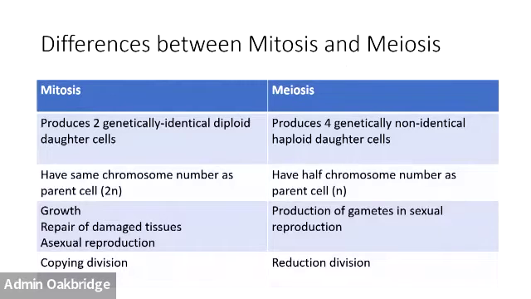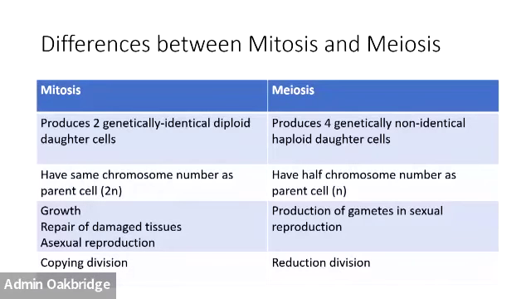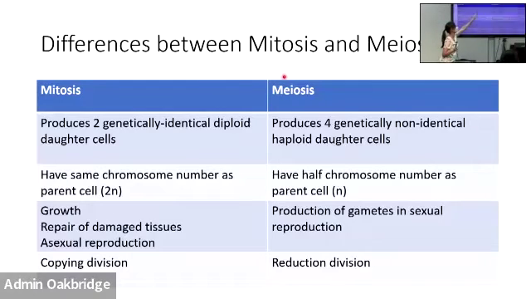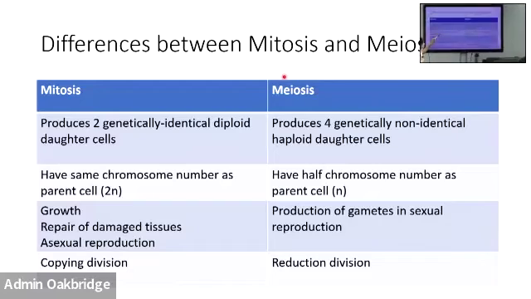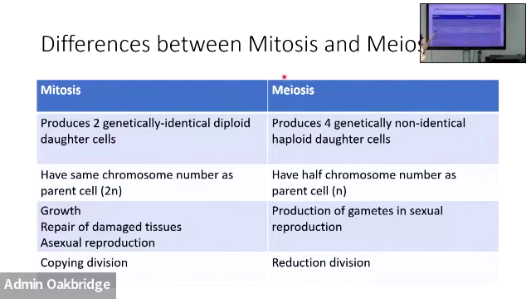Now this one's important, guys. Comparing mitosis and meiosis. First of all, mitosis, what happens in the end? 2 cells, 2 genetically identical cells. Haploid or diploid? Diploid cells. What's diploid? That means there are 2 sets of chromosomes, the same chromosome number as the parent cell, 2n.